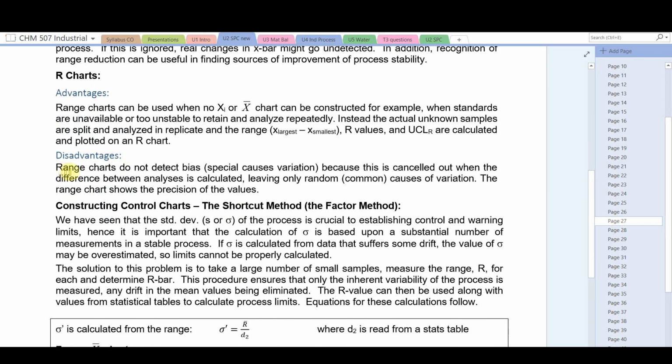Disadvantages of an R chart? Well, they don't detect bias. They don't detect special causes of variation. This is cancelled out when the difference between analyses is calculated. It leaves only the random causes of variation. The range chart shows the precision of the values. Let's take a look in Excel and see how that's done.